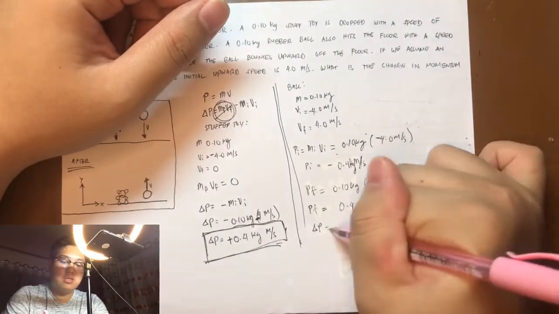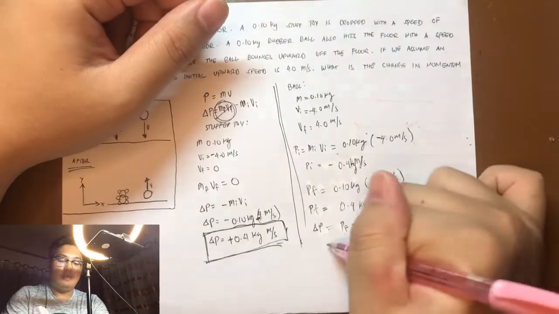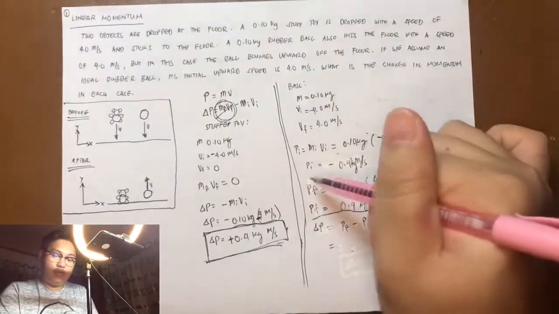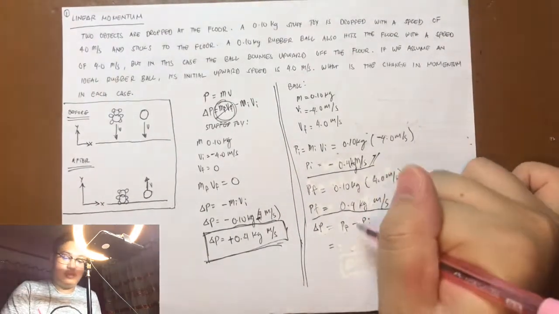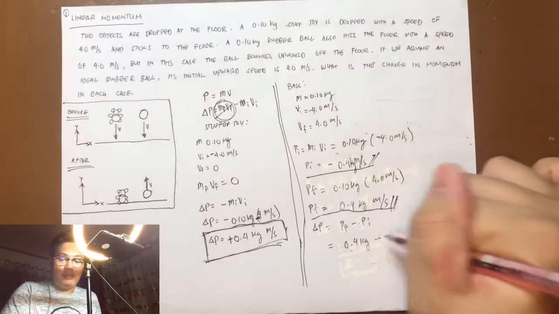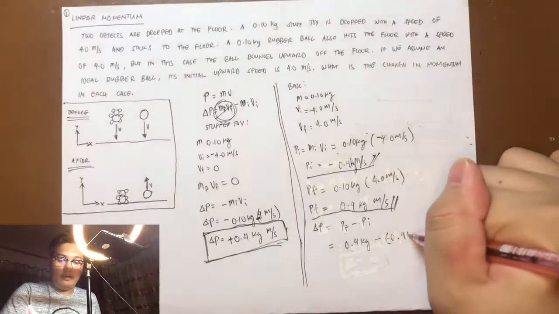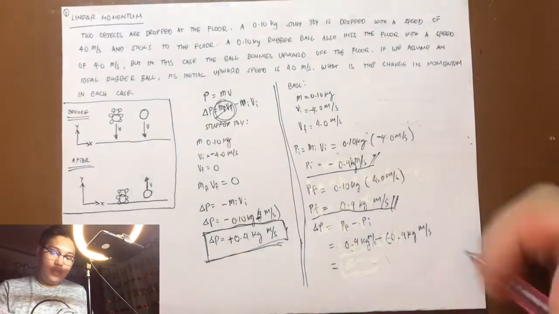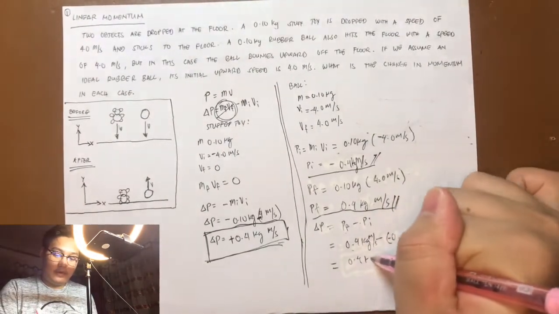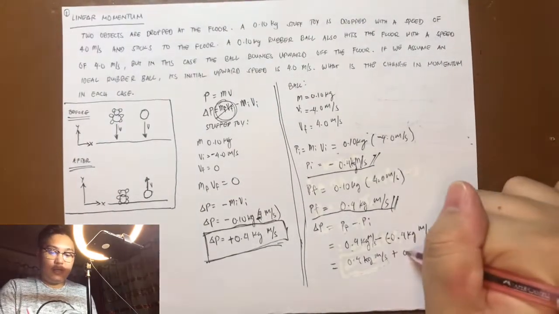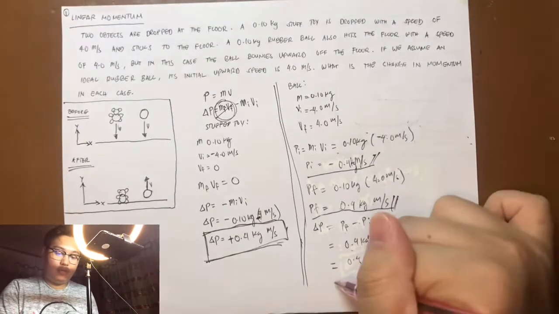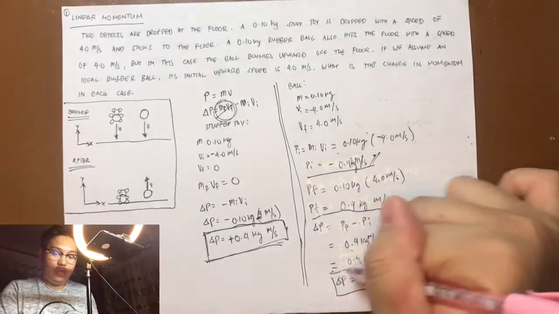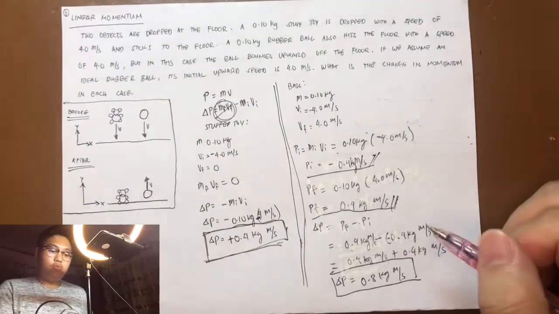So, ang change in momentum natin is equal to P final minus P initial. Substitute natin yung kanilang value. Ang final momentum natin, 0.4 kilogram meters per second minus negative 0.4 kilogram meters per second. Kapag ginawa natin yan, negative, so magpa-plus na yan: 0.4 plus 0.4 kilogram meters per second. Ang change in momentum natin for the ball is 0.8 kilogram meters per second. So, yan yung magiging change in momentum ng dalawang object na ibinagsak.